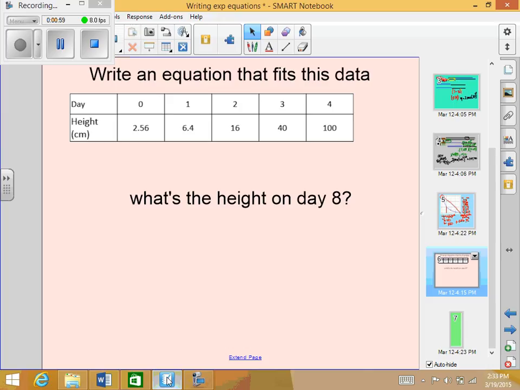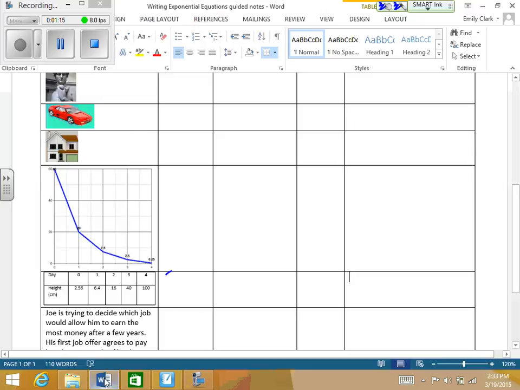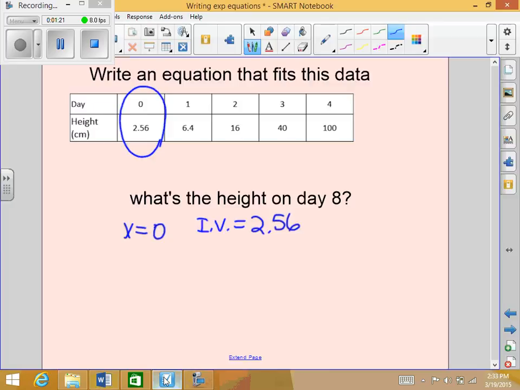So what is the initial value? The initial value is where x is equal to 0. So right here, your initial value is 2.56. Okay? So that goes in right here. The next thing you figure out is what is the rate of change. Now, it doesn't specifically give it to us.